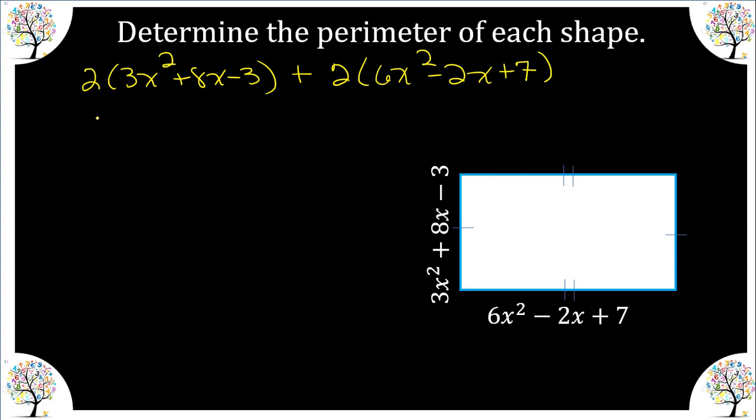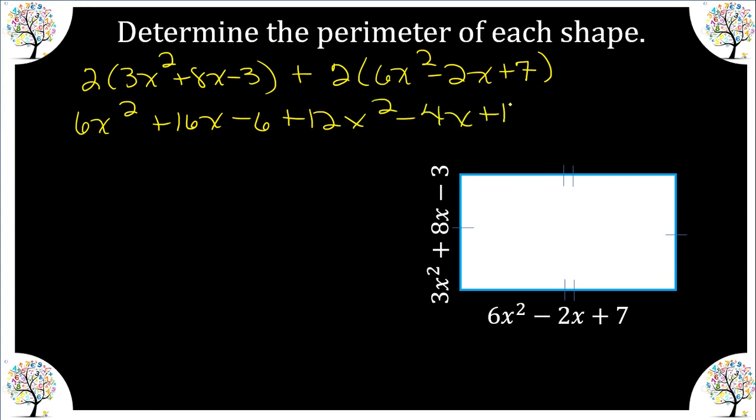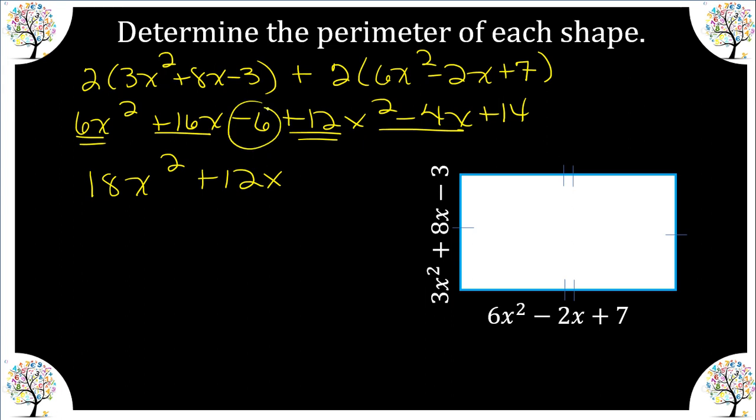Now I'm going to distribute this 2. So we have 6x squared plus 16x minus 6. And then we have plus 12x squared minus 4x plus 14. And now we can combine since we no longer have parentheses. So my quadratic term is 18x squared. Our linear term is going to be plus 12x. And then the constant is going to give me plus 8. So now we have the perimeter of the rectangle.